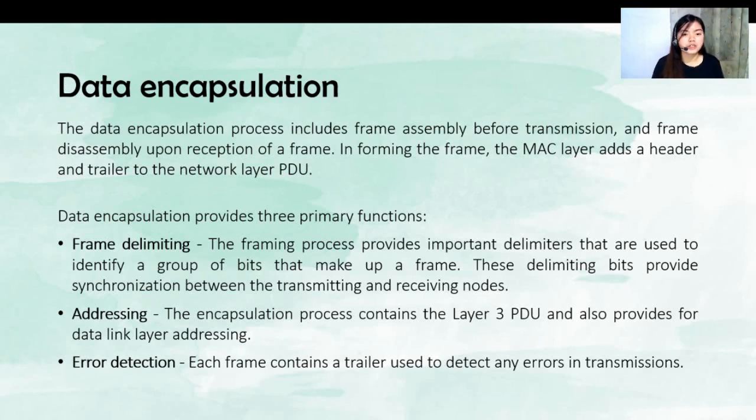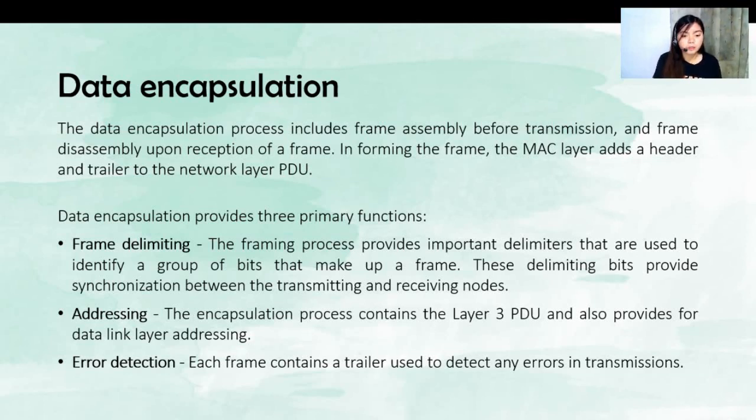Data encapsulation. The process includes frame assembly before transmission and frame disassembly upon reception of a frame. In forming the frame, the MAC layer adds a header and trailer to the network layer PDU. Data encapsulation provides three primary functions. Number 1 is frame delimiting. The framing process provides important delimiters that are used to identify a group of bits that make up a frame. These delimiting bits provide synchronization between the transmitting and receiving nodes.